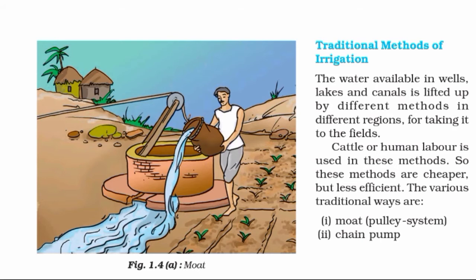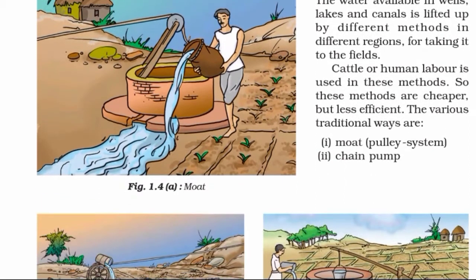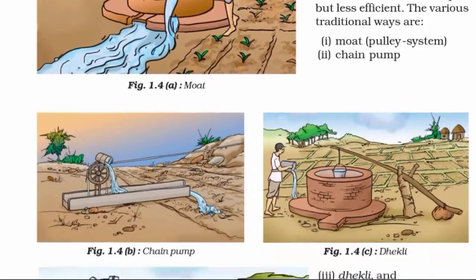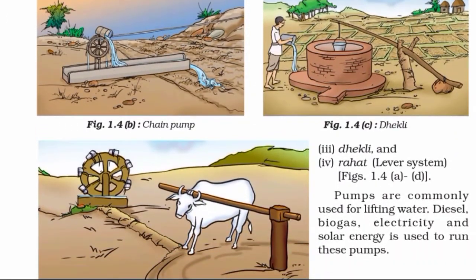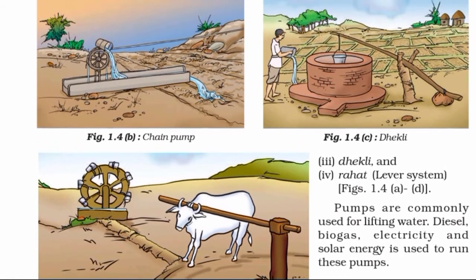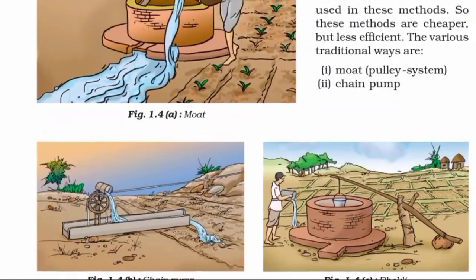The water available in wells, lakes and canals is lifted up by different methods in the different regions for taking it to the fields. Cattle or human labor is used in these methods, so these methods are cheaper but less efficient. The various traditional ways are 1. Moat, pulley system. 2. Chain pump. 3. Dhekli. And 4. Rehet, lever system. As shown in figures 1.4a to d.